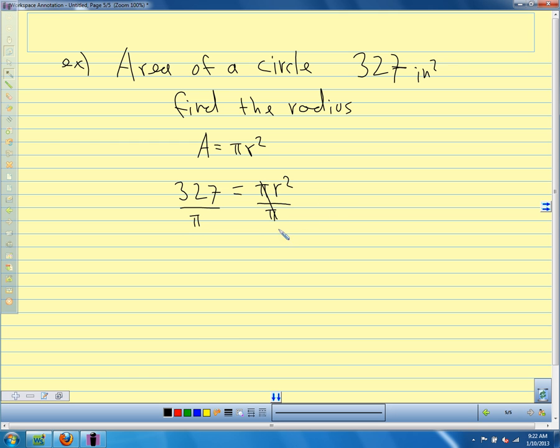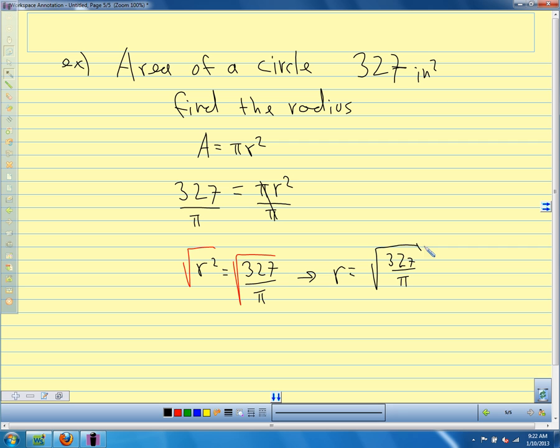So I get r squared equals 327 divided by pi. How do I undo this square? Square root. So if I take the square root of both sides, I would get that r equals the square root of 327 divided by pi. I guess this could be our exact answer. Usually when we get a problem like this, we'll want an approximation. So I'm going to plug this into my calculator.